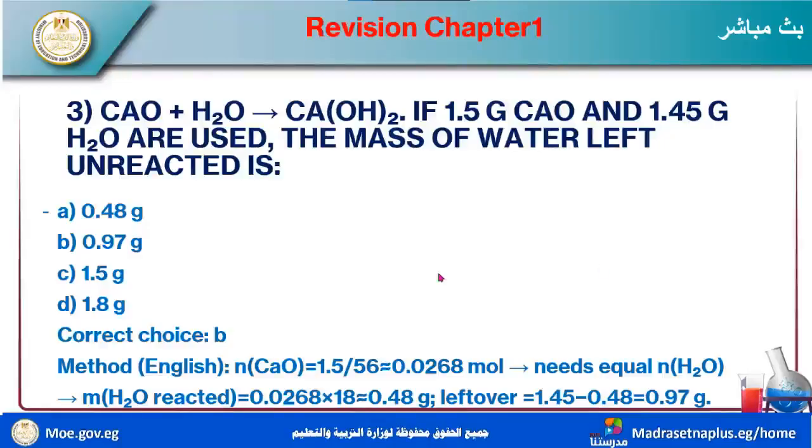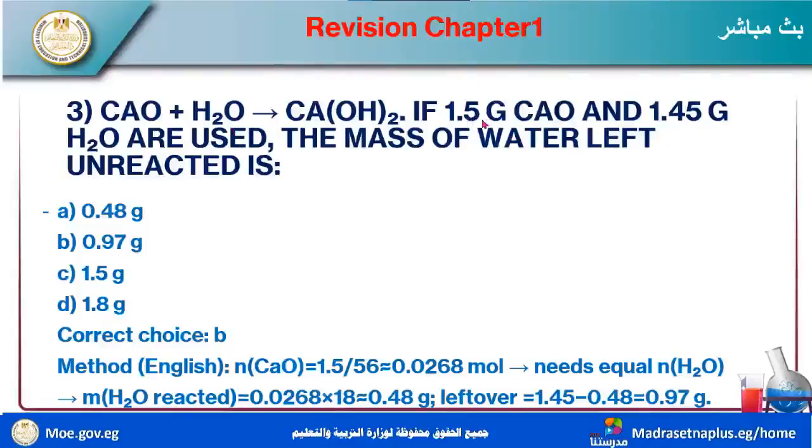You must first know which is the limiting reactant, CaO or H2O. By using the limiting reactant, you can know the remaining amount of the other. If CaO is the limiting reactant, the excess H2O is consumed partially, and the remaining H2O doesn't react.